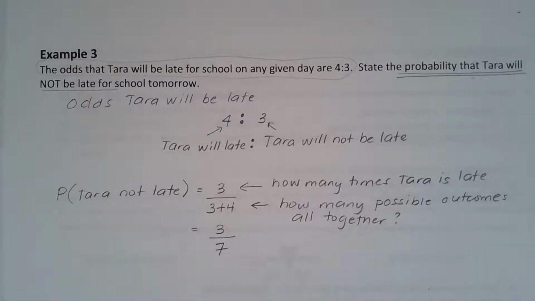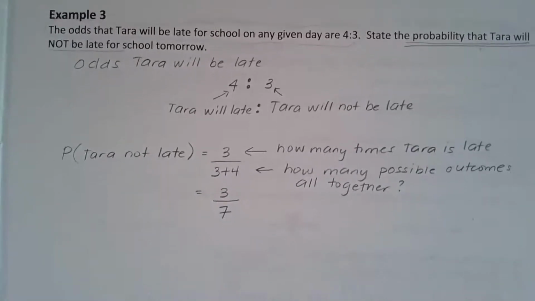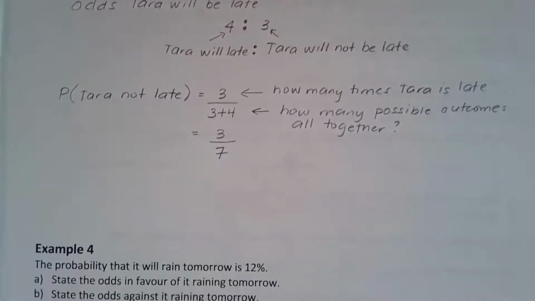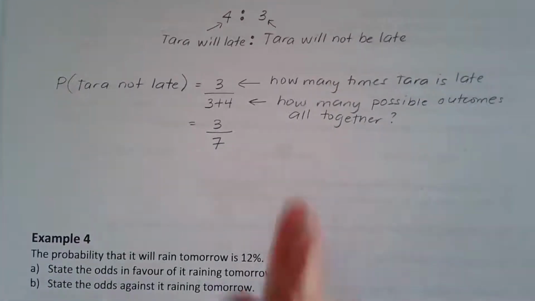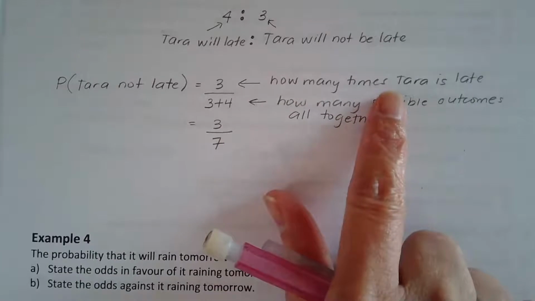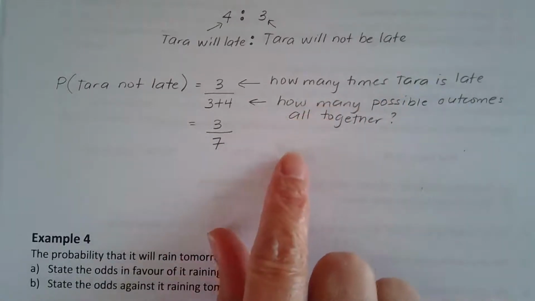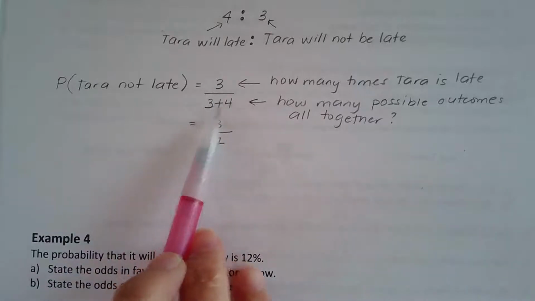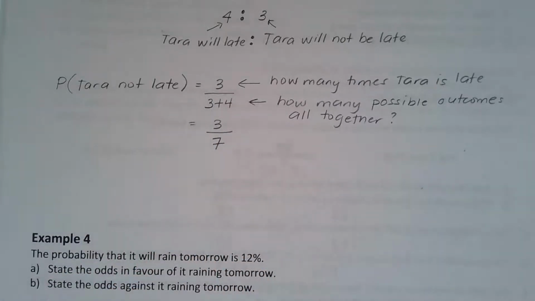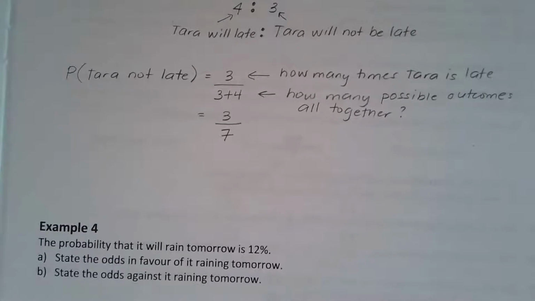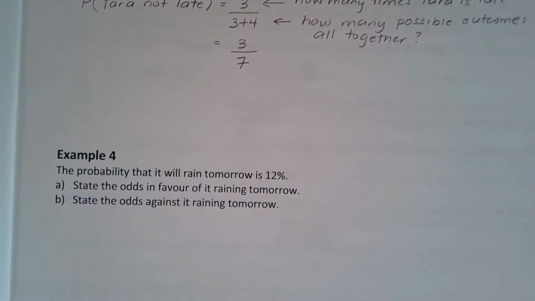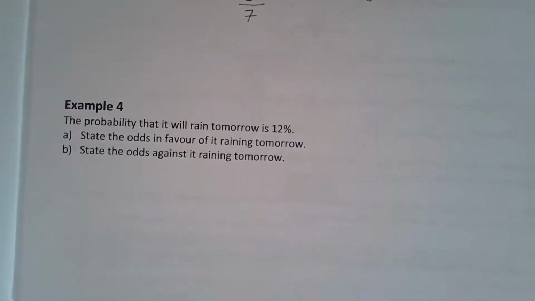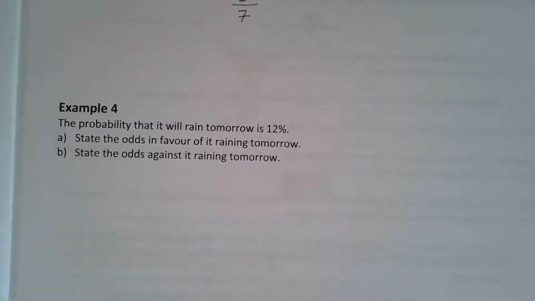Okay. Is that okay? If you're not sure, let me know. I'm writing all of this information in here so you can figure out where the 3 comes from, where the denominators came from. So let's go to example number 4, our last example.